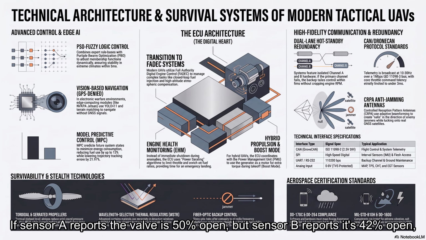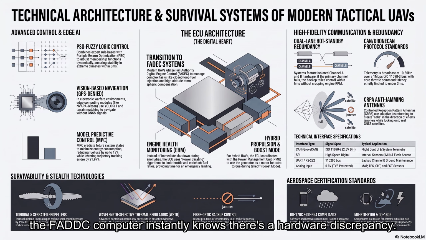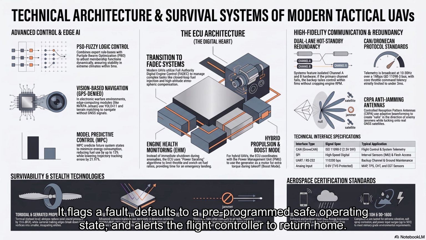If sensor A reports the valve is 50% open, but sensor B reports it's 42% open, the FADEC computer instantly knows there's a hardware discrepancy. It flags a fault, defaults to a pre-programmed safe operating state, and alerts the flight controller to return home.